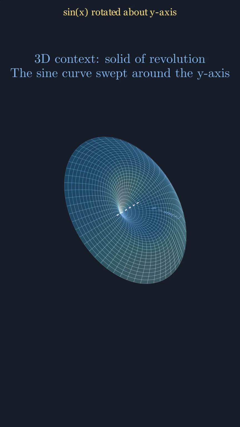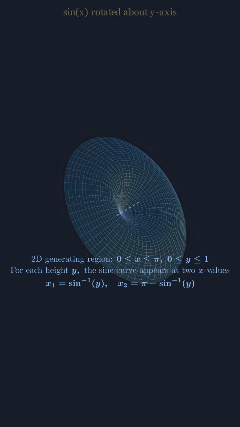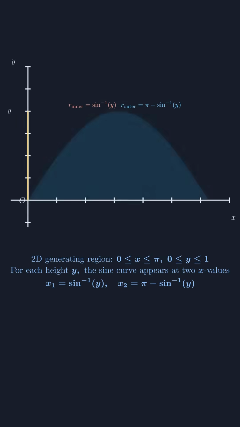The sine curve creates a smooth, asymmetric surface when rotated about the y-axis. The solid tapers at both ends because sine starts and ends at 0. In the xy plane, the region under the sine curve is bounded by 0 and pi on the x-axis.